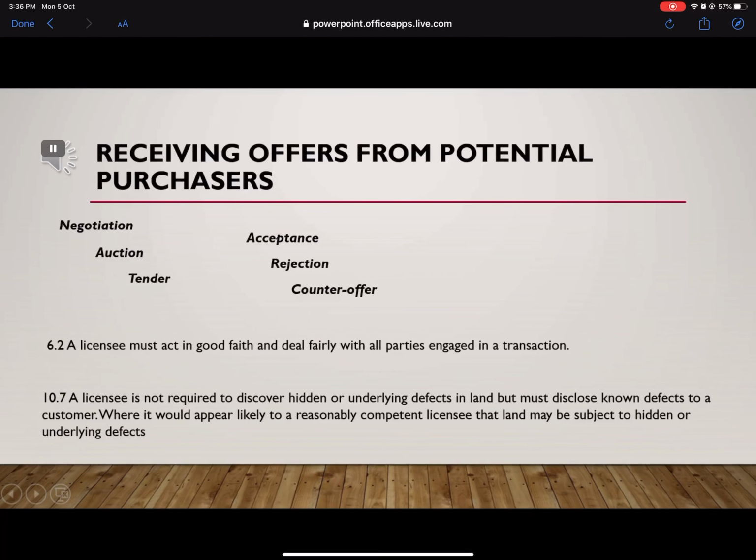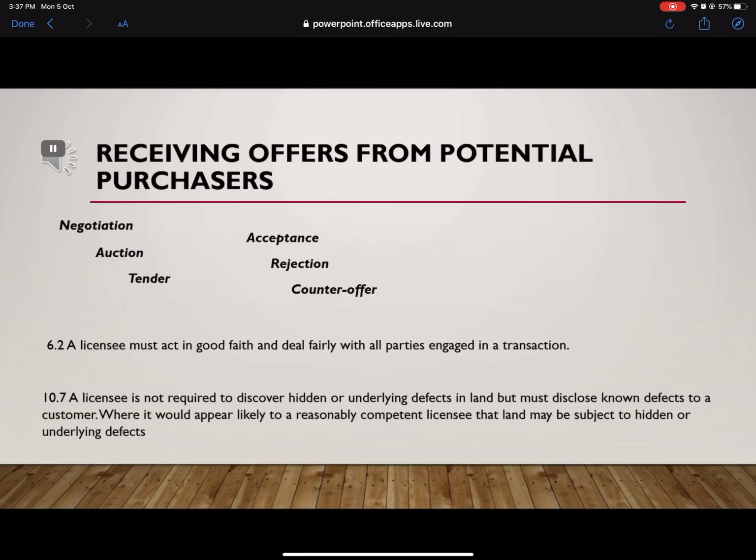The next key milestone is receiving offers from potential buyers. The offer process will depend on the method of sale which the vendor has chosen. This could include sale by negotiation, auction, or tender. Once receiving an offer, the vendor will have 3 options. This includes either accepting the offer, rejecting the offer, or starting negotiations via a counter offer.